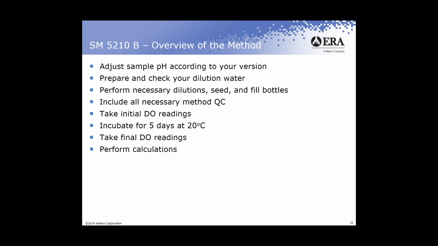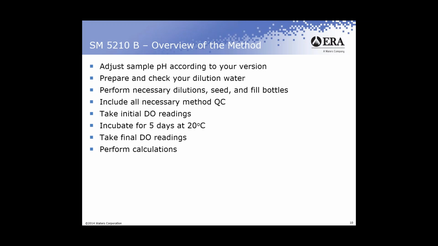You need to make sure you run a series of dilutions to make sure that one or more of those dilutions will meet your method criteria for dissolved oxygen uptake. If necessary, make sure you seed those samples. Some samples need seeding, some don't, and we'll talk about that. And then make sure you fill your bottles properly.